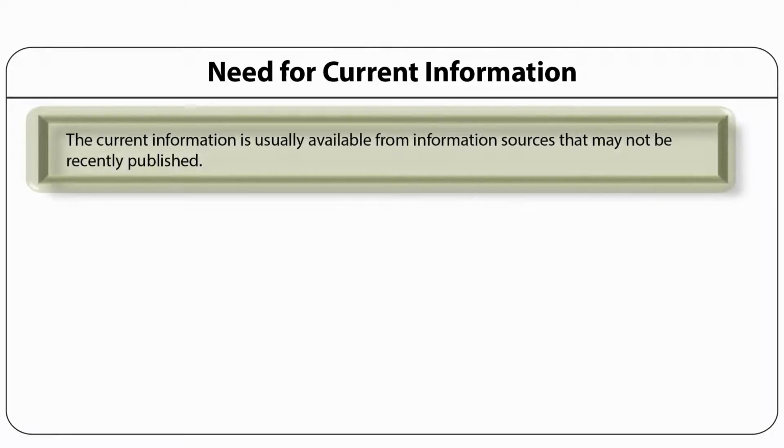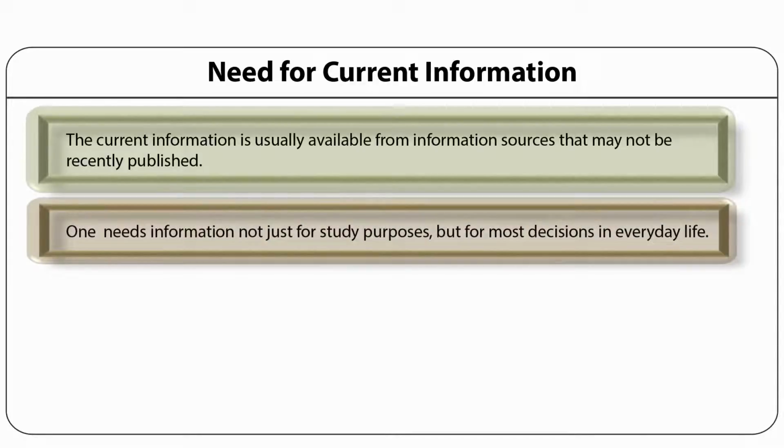Need for current information. To ensure that the academic discussions are engaging, relevant, and reliable, there is need for various information sources that need not necessarily be recently brought out. It has to be remembered that one needs information not just for study purposes but for most decisions in everyday life. The current information is usually available from information sources that may not be recently published. So, one needs information for any activity.